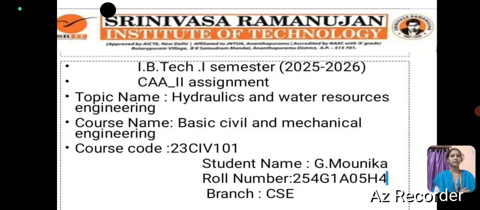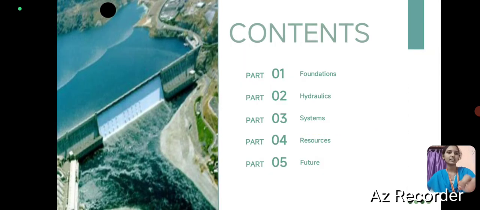Today I am going to explain about hydraulics and water resource engineering. This field focuses on how we manage water and how it moves, and how we design systems that help us supply water safely and efficiently. Let's start the presentation.